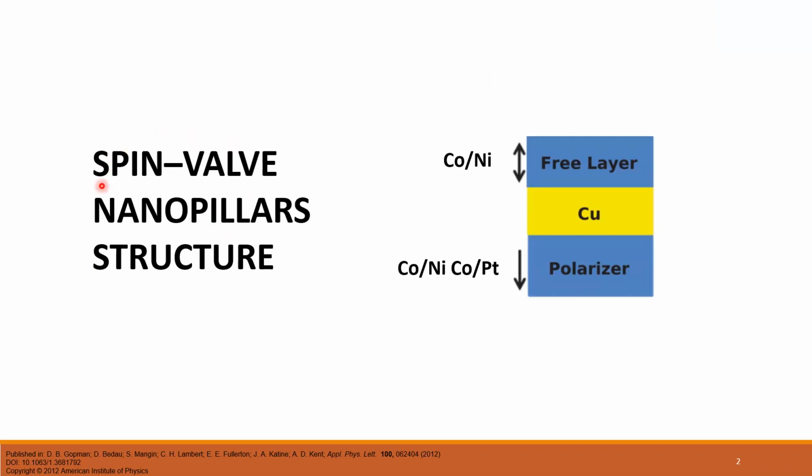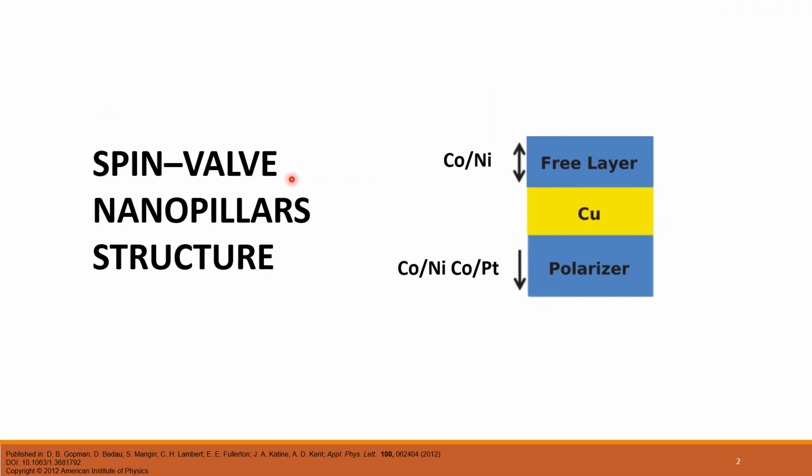I want to start with the spin-wave nanopillar structure. The structure used in this experiment consists of magnetic multilayer films with strong uniaxial anisotropy perpendicular to the plane. The free layer is cobalt nickel, and the polarizer is cobalt nickel and cobalt platinum with a sufficiently higher coercivity to be considered fixed for all measurements. The magnetization direction of the free layer can change between up and down, and the magnetization direction of the polarizer is in the down direction.